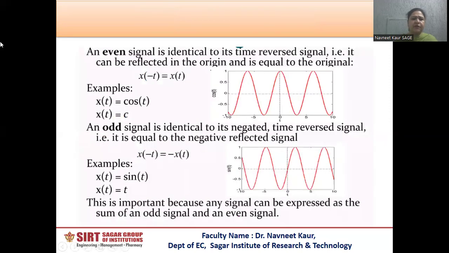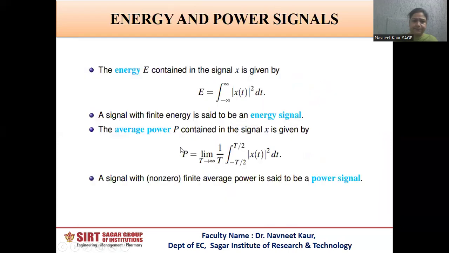Now, for an even signal, as I have already discussed, x(-t) is equal to x(t), a common example of which is cos t. An odd signal is identical to its negated time-reversed signal, which is equal to the negative reflected signal. So x(-t) is equal to -x(t). The most commonly used odd signal is sin t.